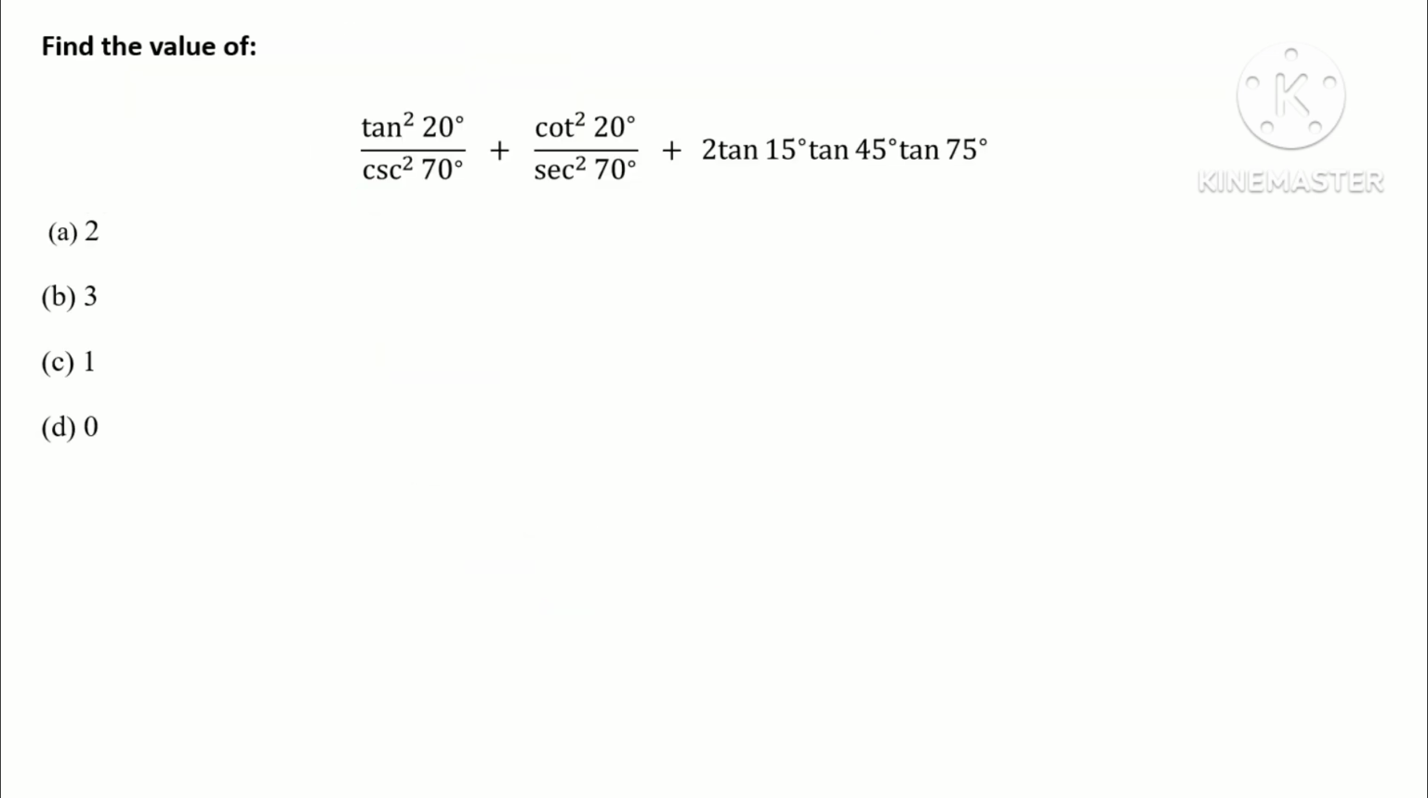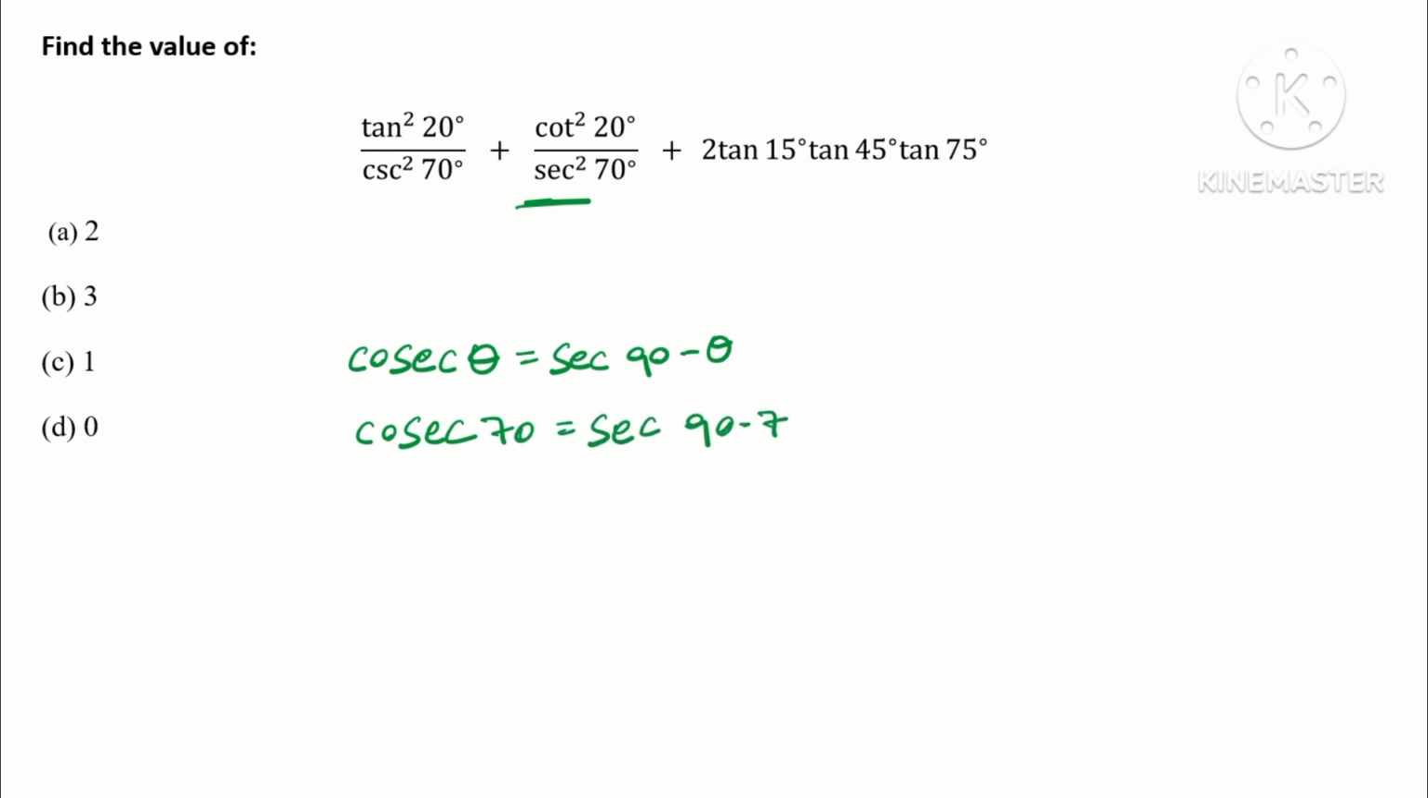In this problem, they are asking to find out this. So we can write cosecant theta as secant 90 minus theta. So here cosecant 70 is secant 90 minus 70 equals secant 20. Let's do squaring on both sides. We get cosecant square 70 equals secant square 20.